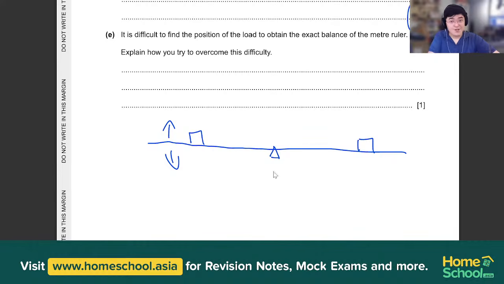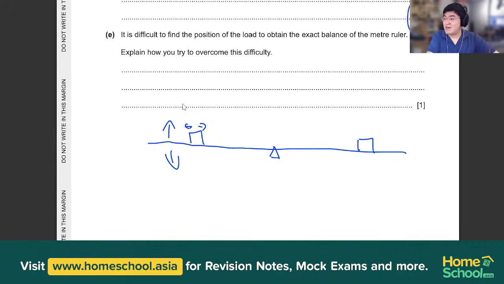There are a few ways to do this actually. The first method, of course, is always to do an average of 3 readings or more. That is the average method. Or you can move the block over here forwards and backwards by very small lengths in order to determine properly. But I would still feel that the average is better.